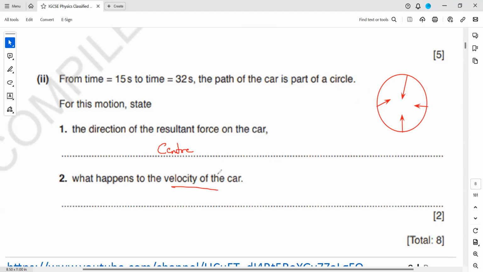What happened to velocity? It changes, because whenever an object moves in a circular path, it is always accelerating, not because of change in magnitude, but because of change in direction of the velocity. So the velocity of an object moving in a circular path always changes. Okay.